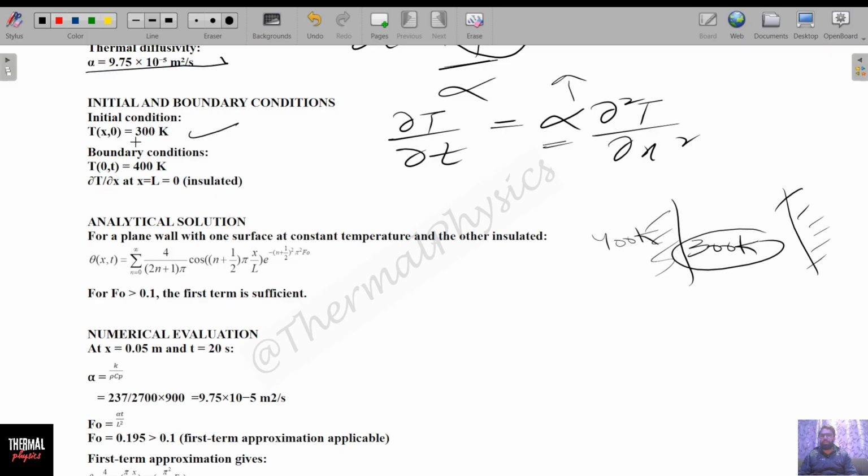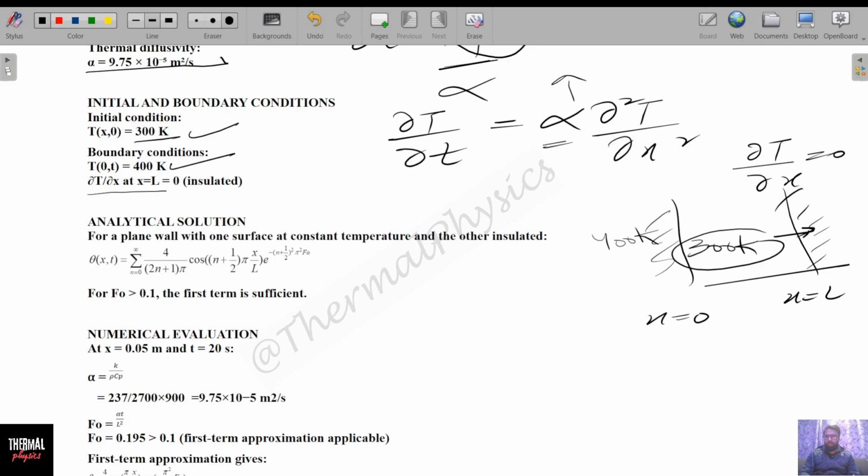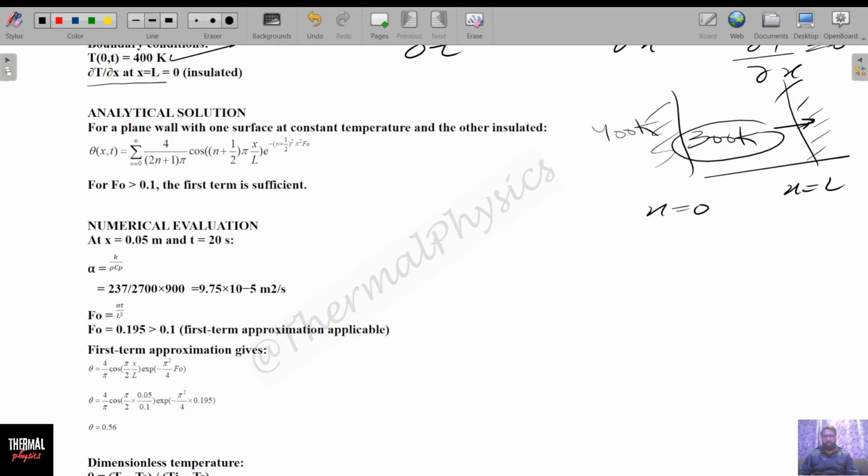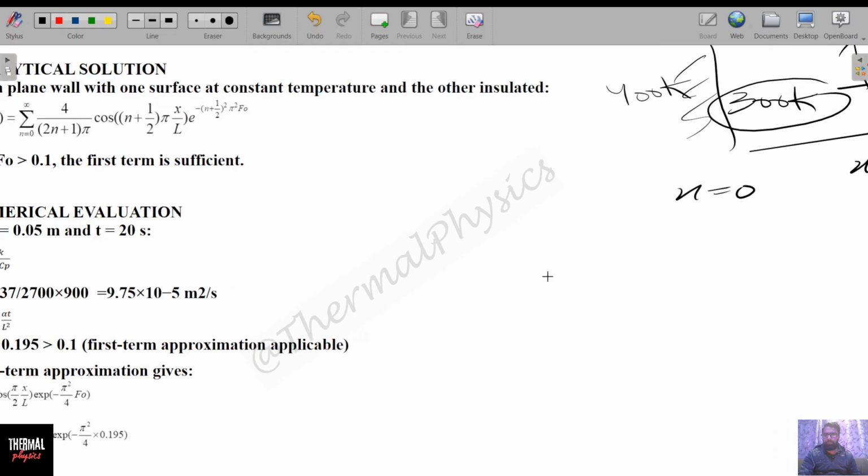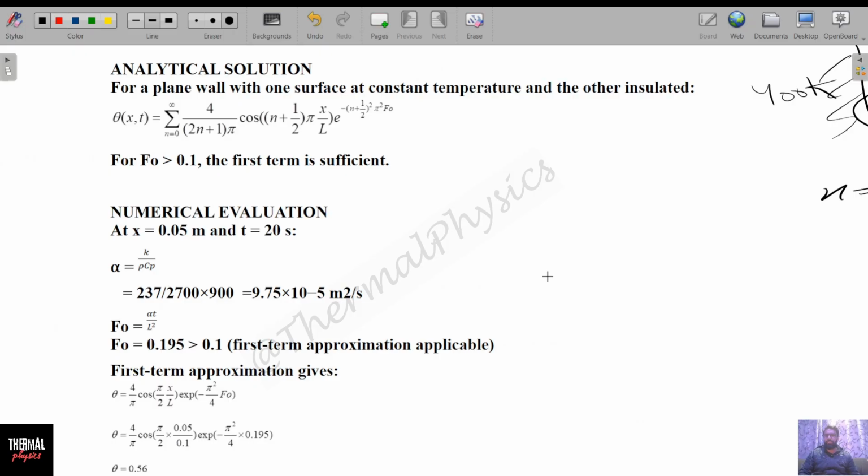Initially the whole domain is at 300 Kelvin, and the left hand side is at 400 Kelvin, and the right hand side is insulated, which means heat flux is zero, and which reduces to the thermal gradient at x is equal to L, because this is x is equal to 0, this is x is equal to L. So there is no heat flux, so we get dou T by dou x equals 0 at this location. Now when we apply this boundary condition, what we get is this particular equation.